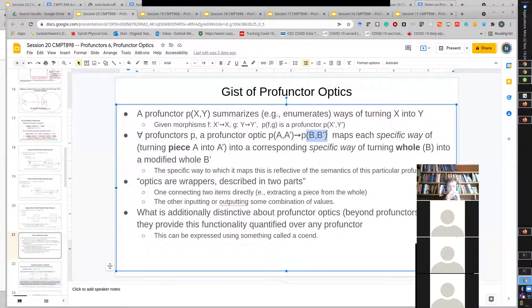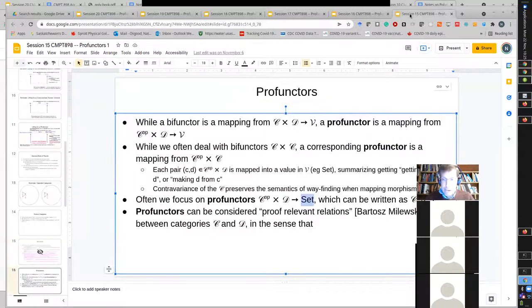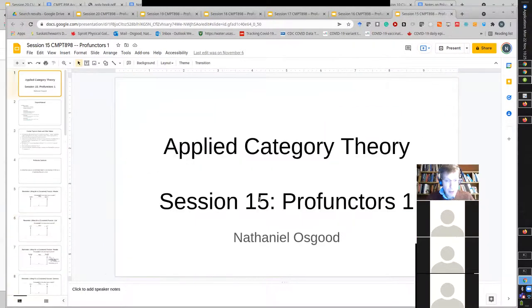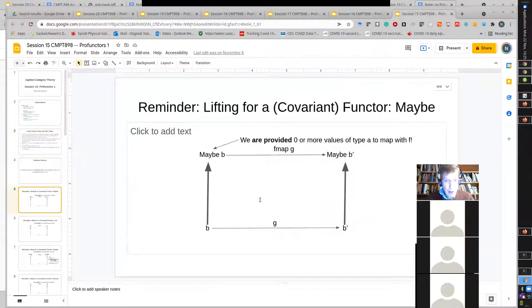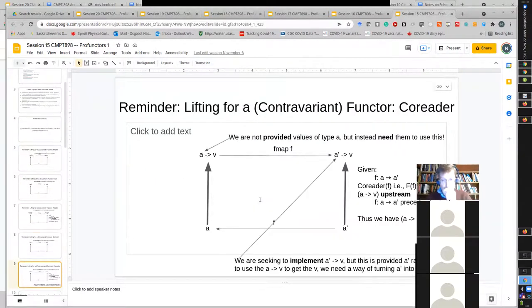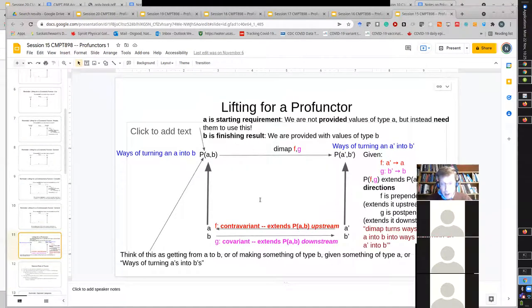So the reason why from P of A and A prime we will get a set is because the home set between A and A prime. No, it's because a profunctor. Let me see if I can, because this is really important, and you're speaking probably for a huge number of people with your questions here.